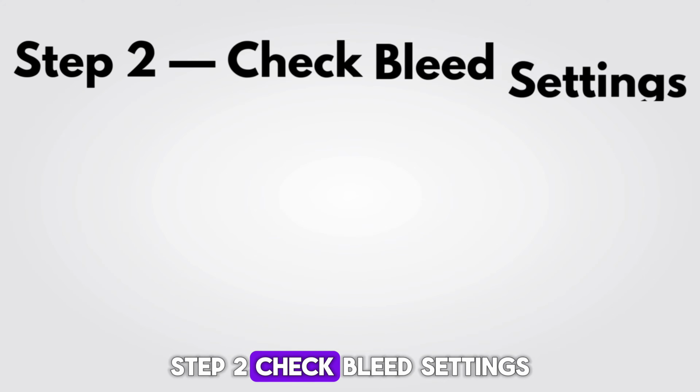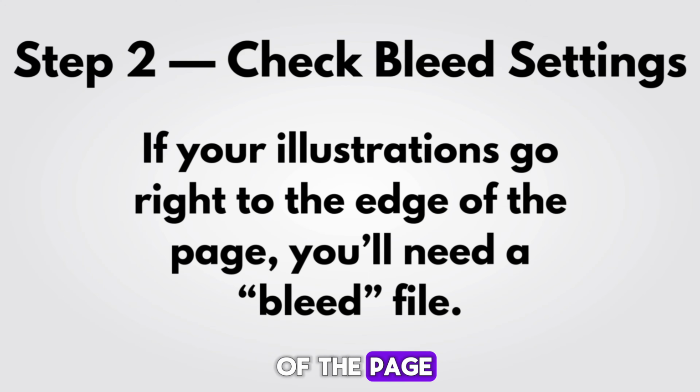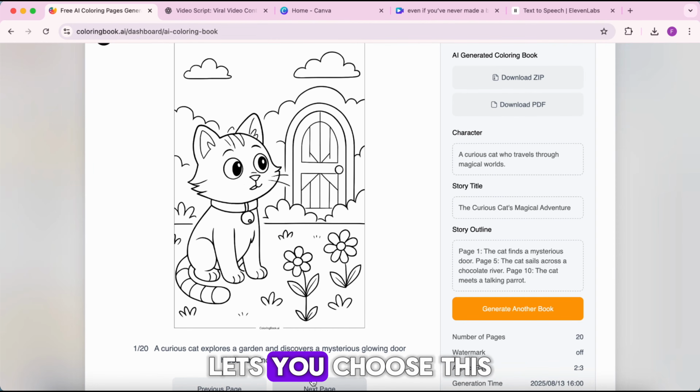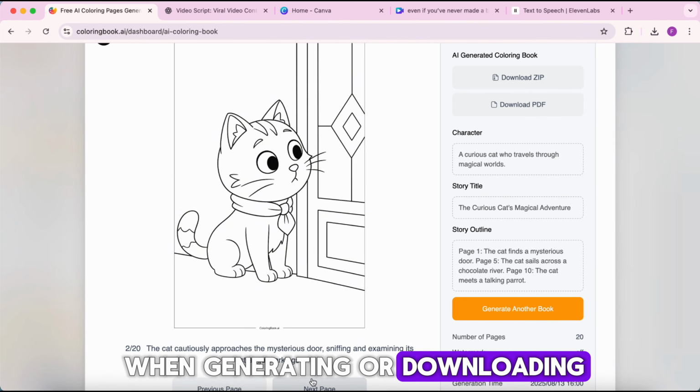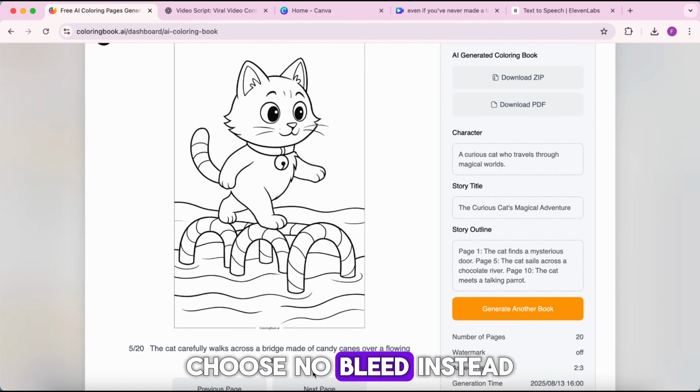Step 2. Check bleed settings. If your illustrations go right to the edge of the page, you'll need a bleed file. Coloringbook.ai lets you choose this when generating or downloading. If your pages are just centered images with white borders, choose No Bleed instead.